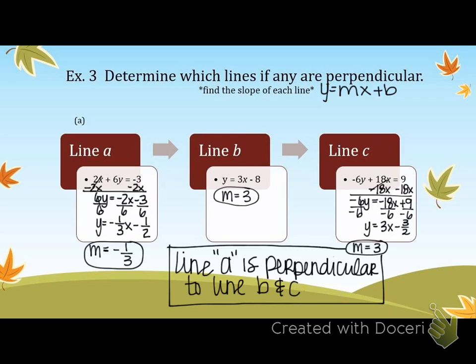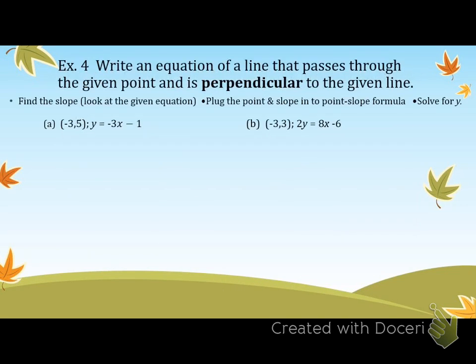Now, the last example we have today. Write an equation of a line that passes through the given point and is perpendicular to the given line. Again, you've got to pay attention to the directions.